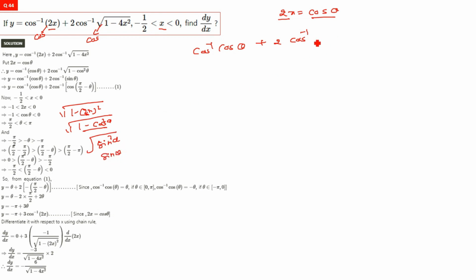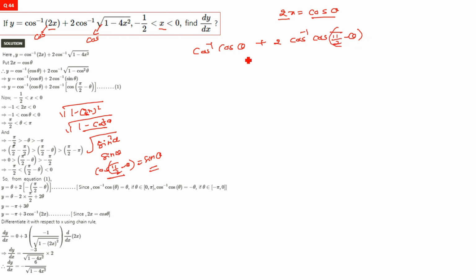And since we don't need a sin theta here, we need a cos theta, you can always convert sin and cos. Sin of 90 minus theta is cos theta, and cos of 90 minus theta is sin theta. So cos of pi by 2 minus theta is sin theta. So in place of sin theta, we are going to replace it by cos of pi by 2 minus theta, which is nothing but cos of 90 minus theta.